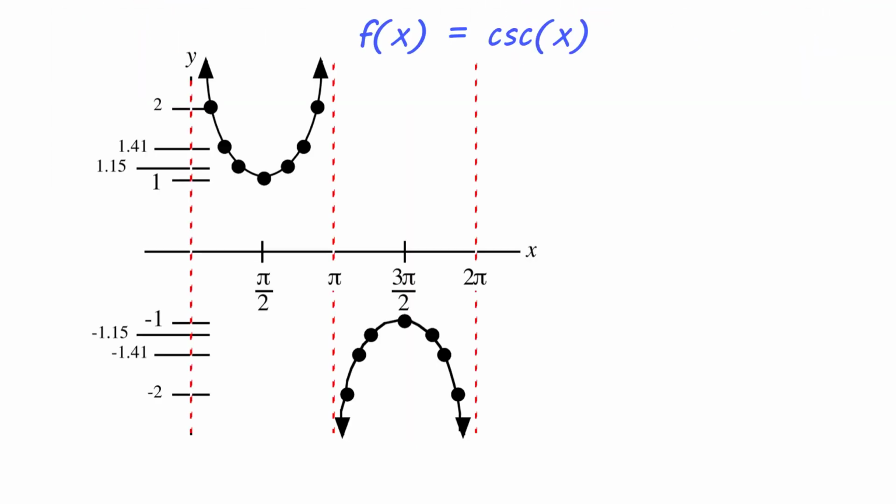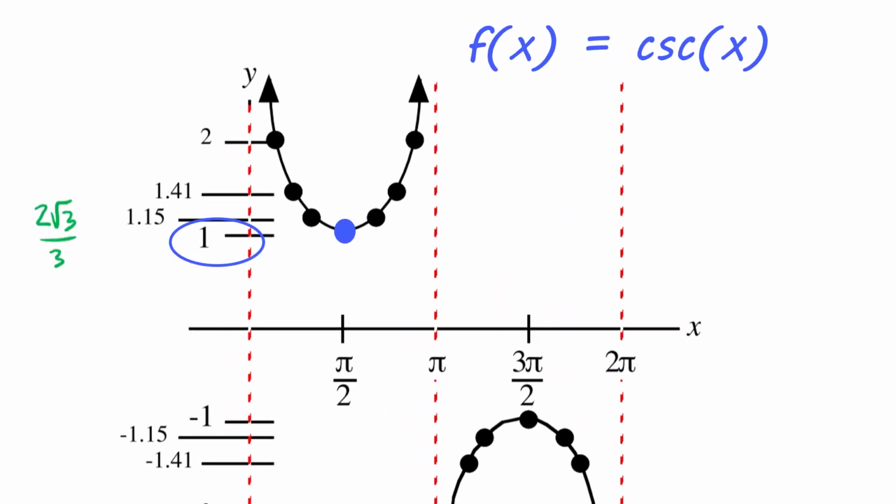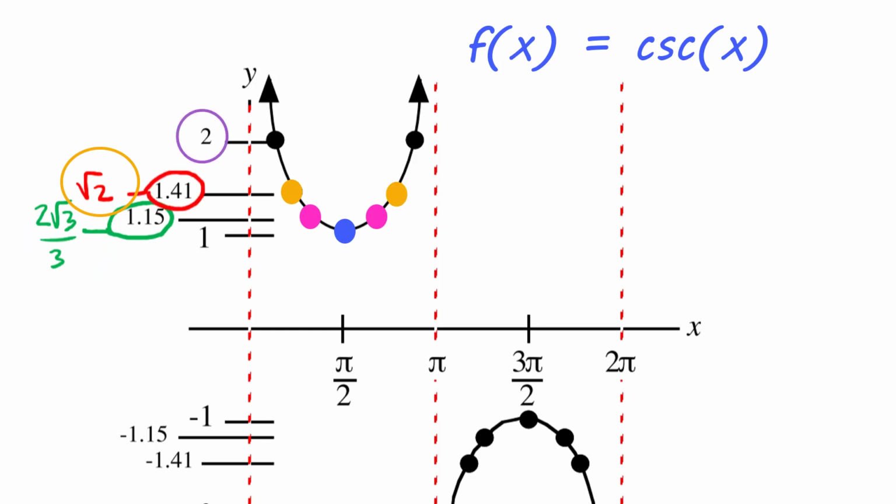Here's what it looks like in the xy plane. Remember the secant values, 1, 2 radical 3 over 3, which is approximately 1.15, square root of 2, which is approximately 1.41, and 2. Those are common values for the cosecant function.